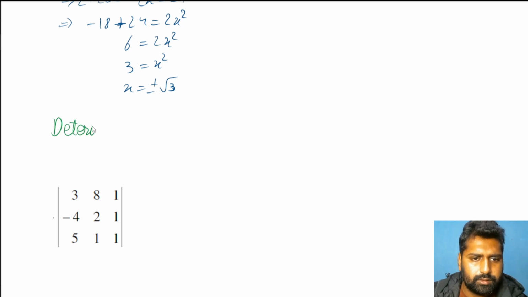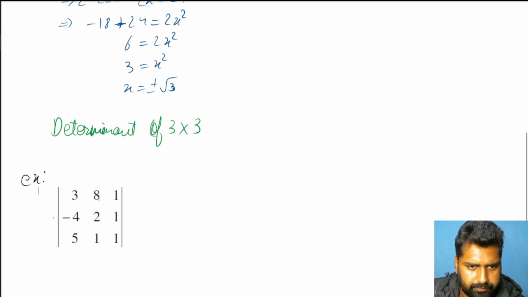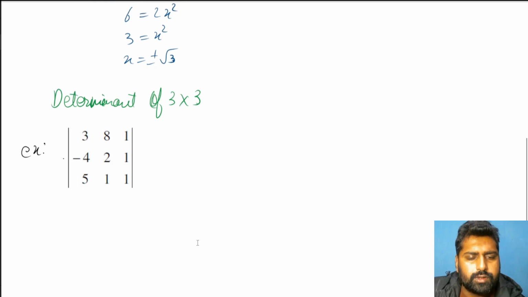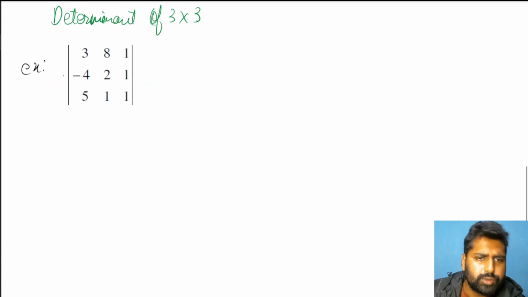Determinant of 3 cross 3. Let's look at it with the help of this example. In order to open a determinant of 3 cross 3, first get comfortable with the determinant of 2 cross 2 and just extend the idea. There are multiple ways to open the determinant. You can open it about any row or any column. I'll extend the meaning of it.